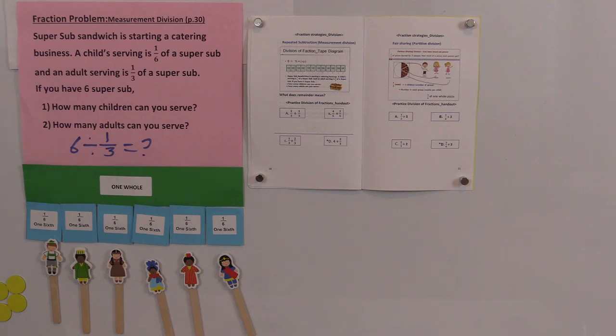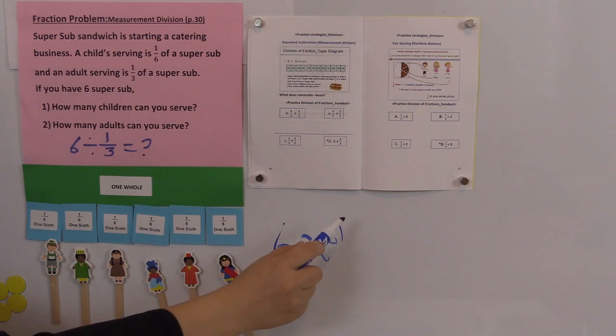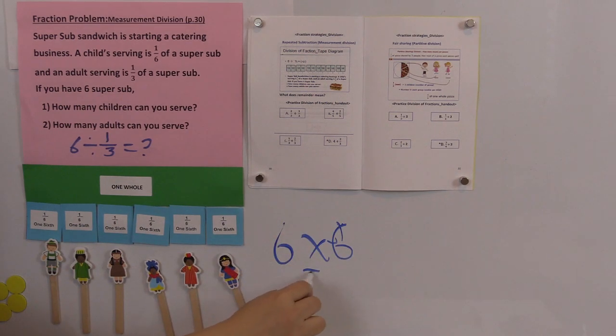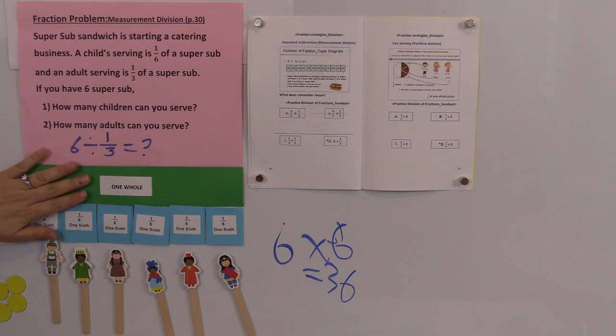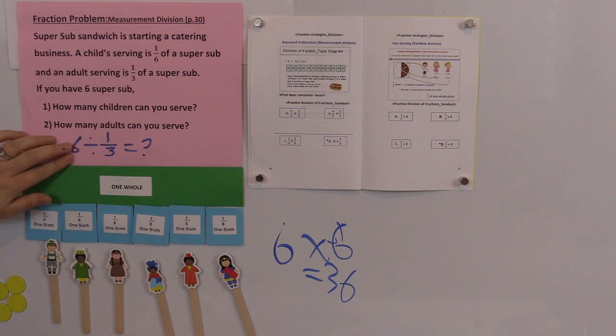Then if I have 6 super subs, how many children can I serve? It's going to be 6 times 6, which is 36, is the answer. Right? Because with one sub I can serve 6 children, and I have 6 super subs, so I can serve 36 students. So this is what we are doing for division. Have we thought about that?